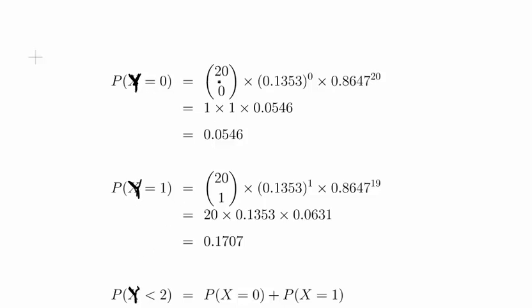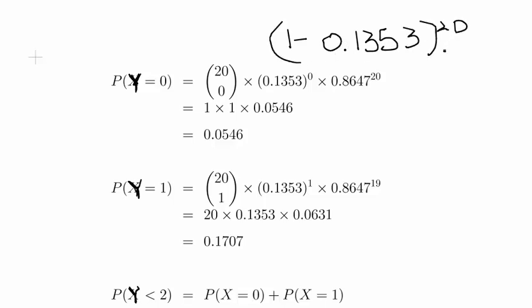Probability of y equal to 0 is 20 choose 0 times 0.1353 to the power 0 times 0.8647, that is 1 minus 0.1353, to the power of 20. In other words, 20 choose 0 gives us 1. Anything to the power of 0 also gives us 1. 0.8647 to the power of 20 gives us 0.046. So that's the answer, the probability of y equal to 0.